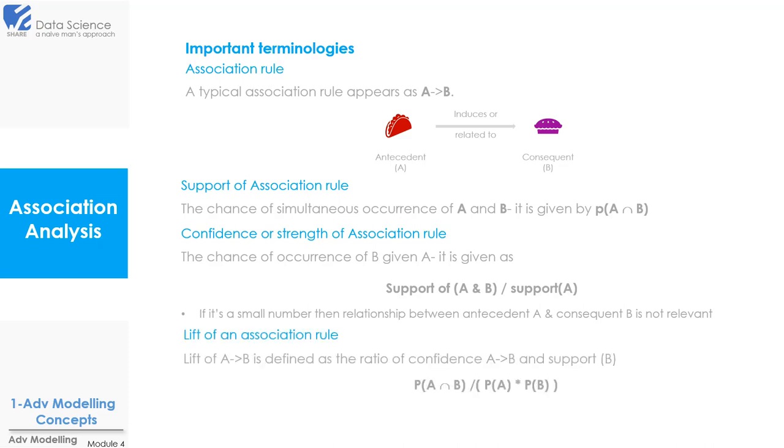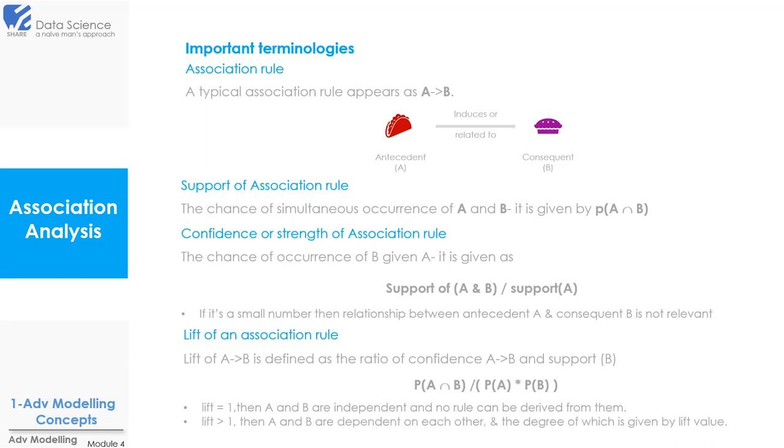After that we have lift of an association rule. Lift of A to B is defined as the confidence of A to B divided by support of B. The formula for lift is also shown here on the screen. Now what does lift tell us? Let's say lift is equal to 1. In this case A and B are independent and hence no rule can be derived from them. If lift is greater than 1, then A and B are dependent on each other and the degree of which is given by the lift value. Similarly, if lift is less than 1, then presence of A will have a negative effect on B.